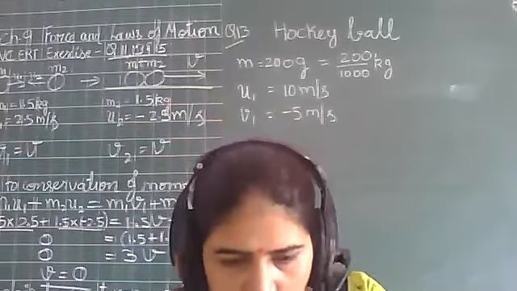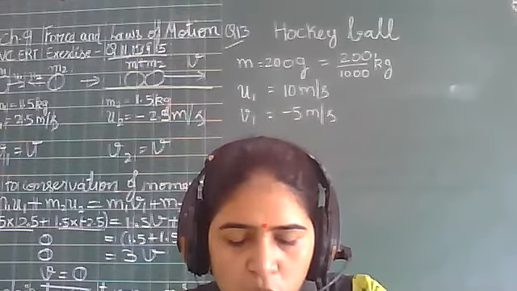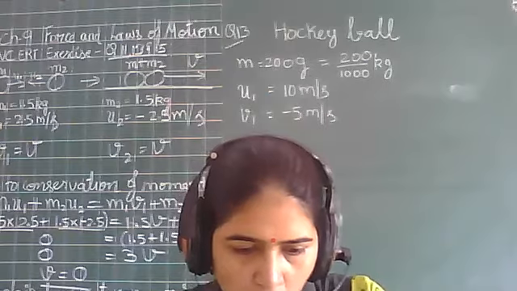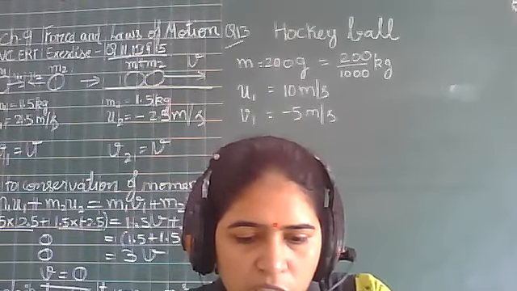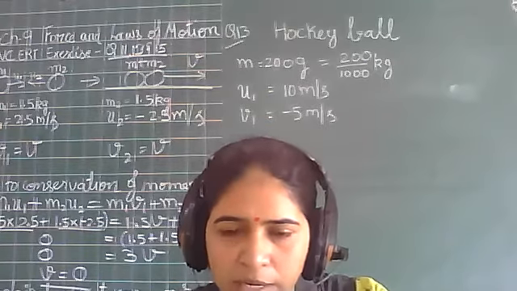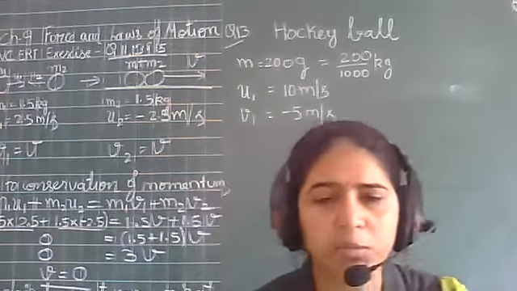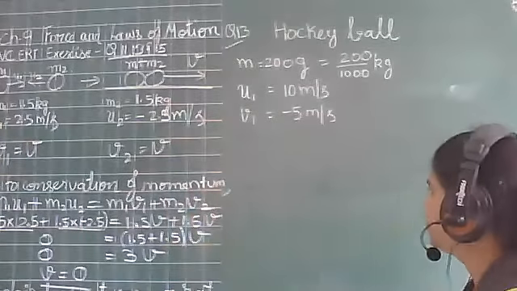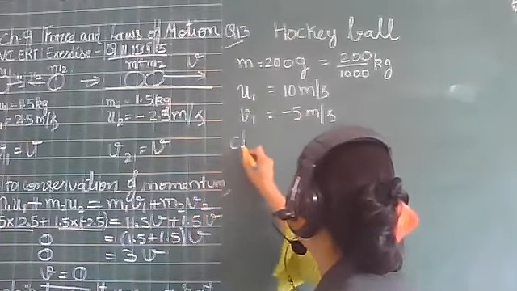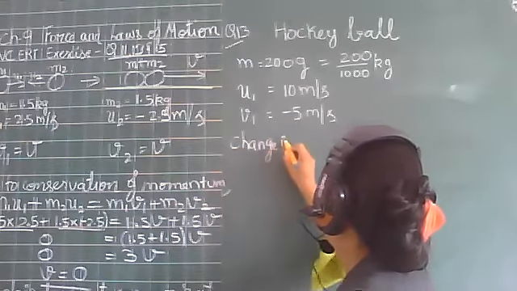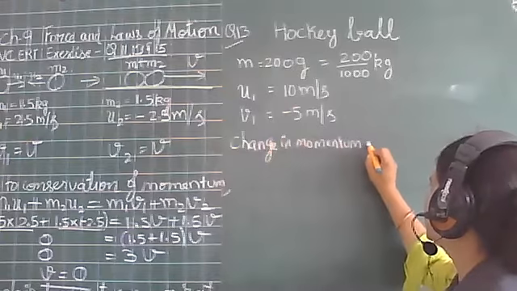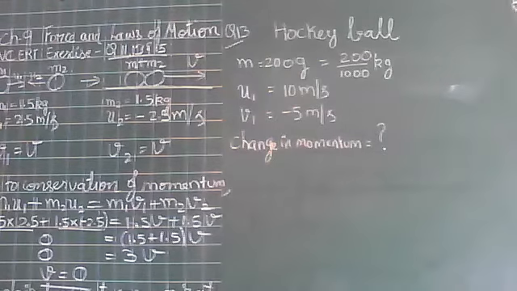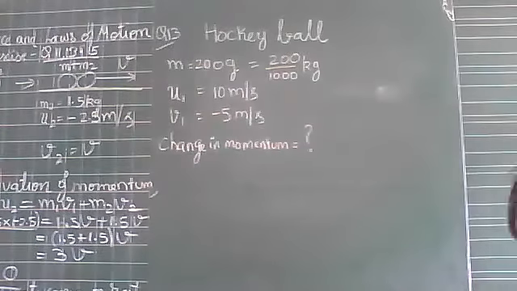Calculate the magnitude of change of momentum occurred in the motion of hockey ball by the force applied by the hockey stick. Means you need to find out the change in momentum. Now we know the change in momentum is final momentum minus initial momentum. And momentum we know, momentum is mass into velocity, right? So let's do it. So what we need to find out? We need to find out change in momentum. Right, this is what they have asked. This we have to find. What is the change in momentum. Right, students. So let's find it.